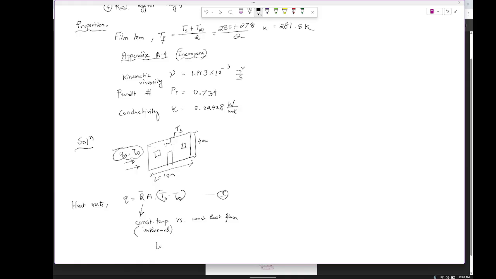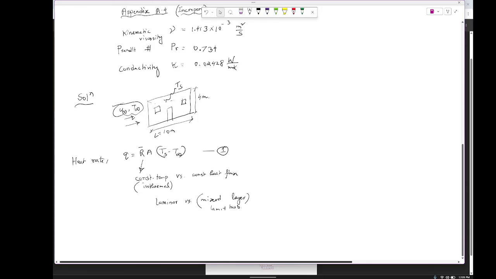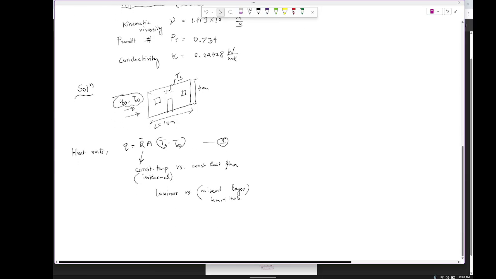You also have to decide whether it is laminar versus mixed layer. When I say mixed layer, it is laminar plus turbulent. TURB means turbulent, LAM means laminar. You have to decide on that as well. So how are you going to decide all of this?